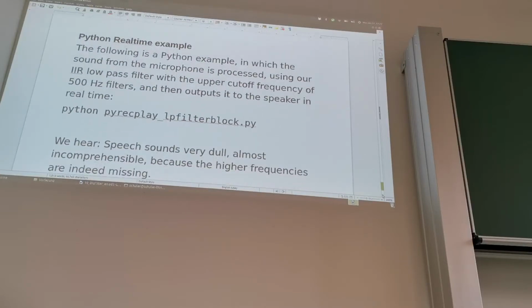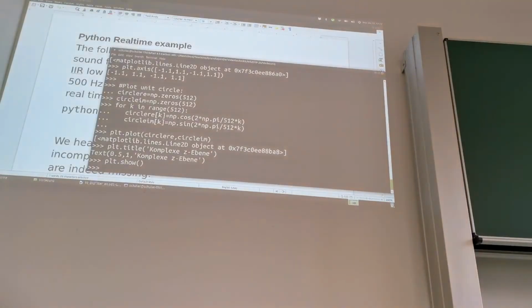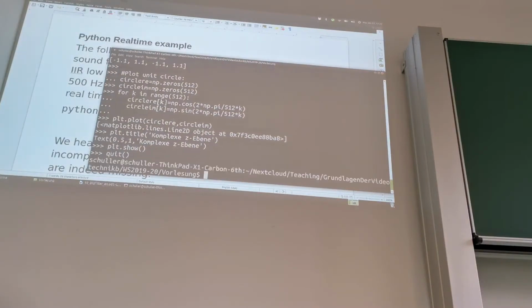Yeah, and here I also have a little Python example. So maybe I can quickly do it. Open it here. Copy. Quit. So gedit.